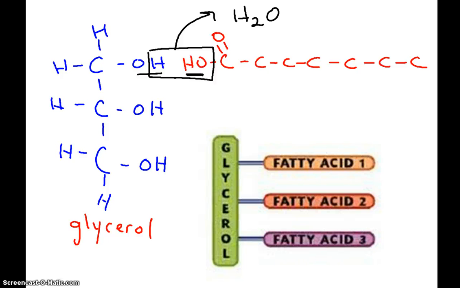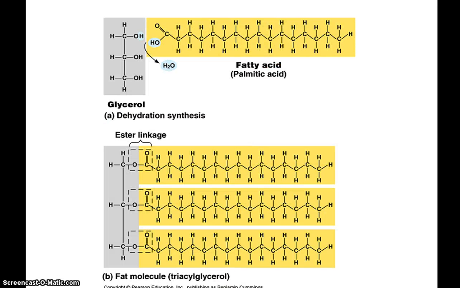So if we kind of copy that process 3 times, we get what's shown in the lower right-hand picture here, where we get 3 fatty acids bound to a glycerol, and that's our triglyceride. And here is a prettier version, if you will, again showing a fatty acid, one of them at the top, and water being removed. And then we go through and we get our triglyceride when that happens 3 times.